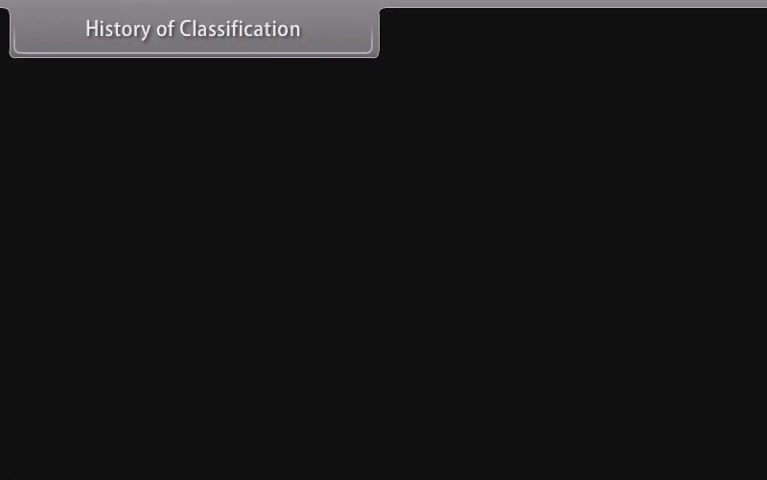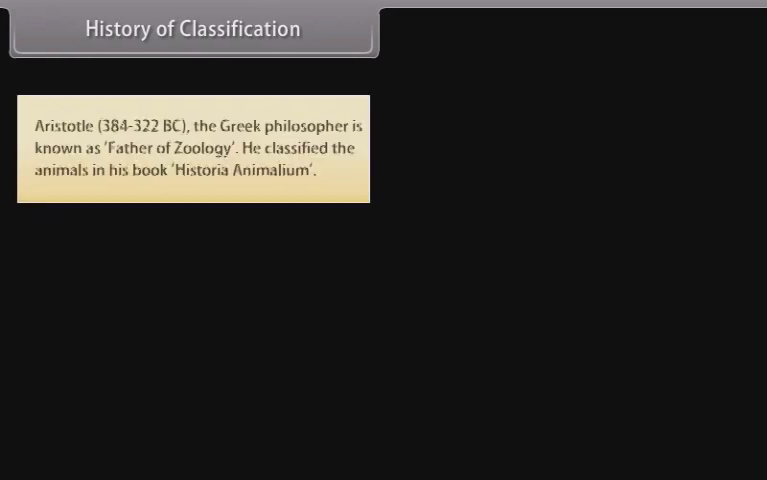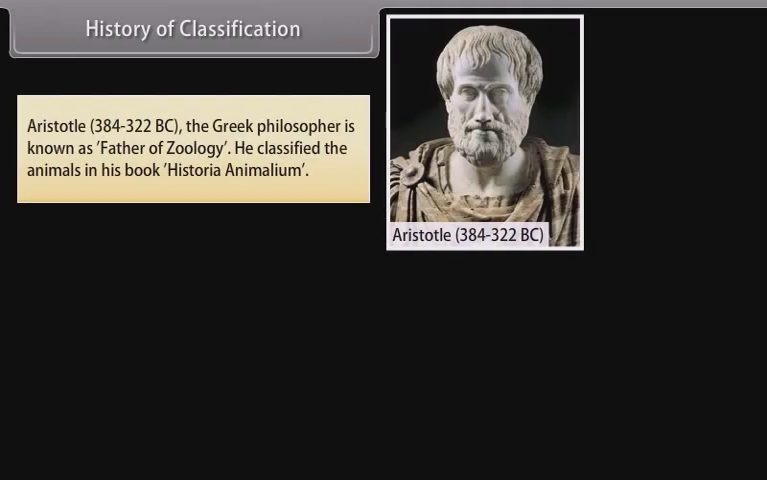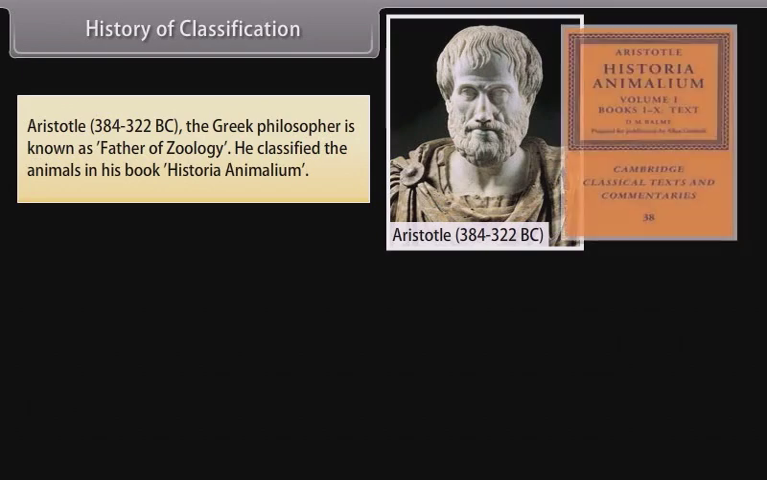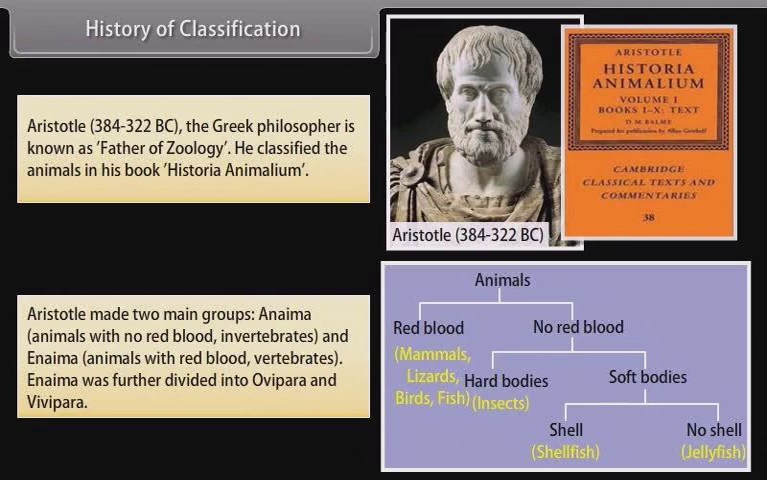History of classification. Aristotle, 384 to 322 BC, the Greek philosopher, is known as father of zoology. He classified the animals in his book Historia Animalium. Aristotle made two main groups: anaima, animals with no red blood, invertebrates, and enaima, animals with red blood, vertebrates. Enaima was further divided into ovipara and vivipara.